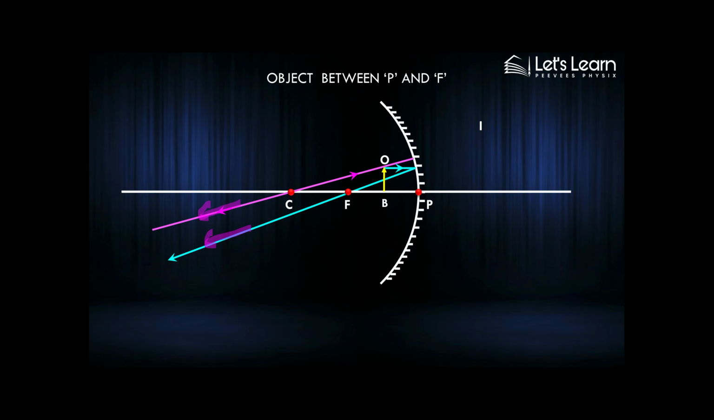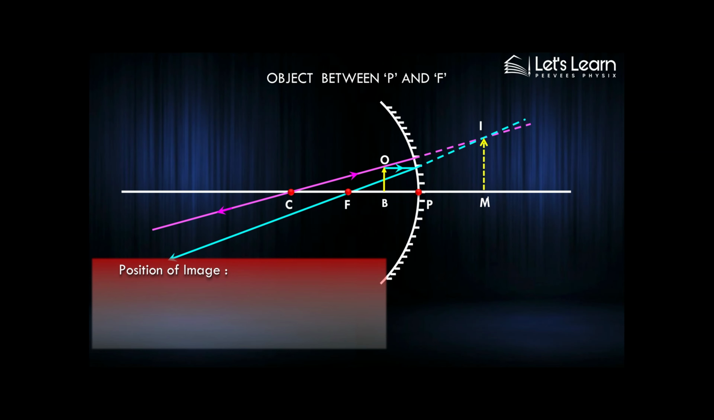So what do we do next? We draw backwards, straight lines. We extend this one backwards. We extend the other ray also backwards. And you can see those two rays are supposed to meet at that point. Not really. And there you get the image. Let's see the position of the image. Where is the image formed? Is it in front of the mirror or is it behind the mirror? It's behind the mirror.